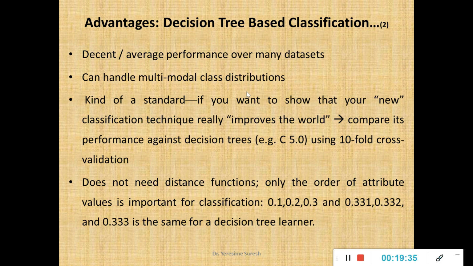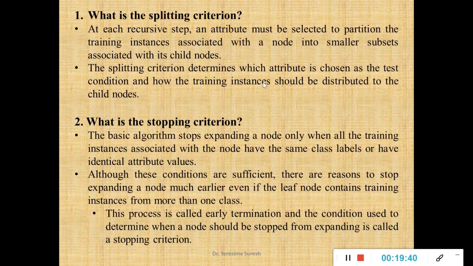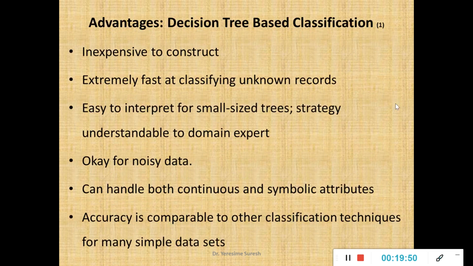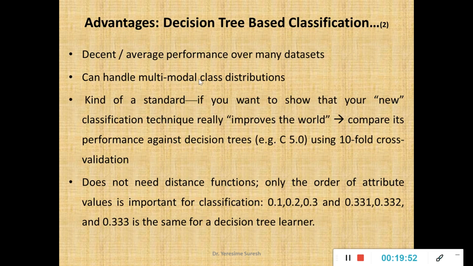It can handle multimodal class distributions also, as discussed with respect to this data set. Fine. The number of class labels are 2, that means binary. So my Hunt's algorithm is suitable for binary or else multimodal. That means multimodal means there are more than 2 class labels. Result of a student, pass, fail, it's a binary classification. Pass, fail, withheld, malpractice, absent. They're all examples for multimodal class distributions.